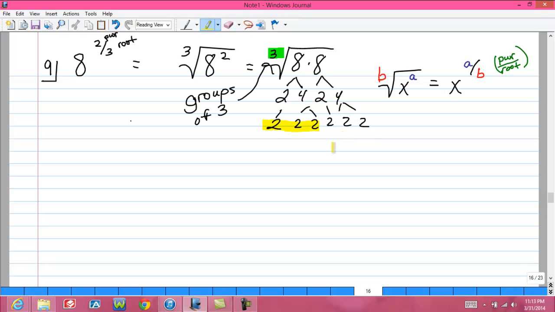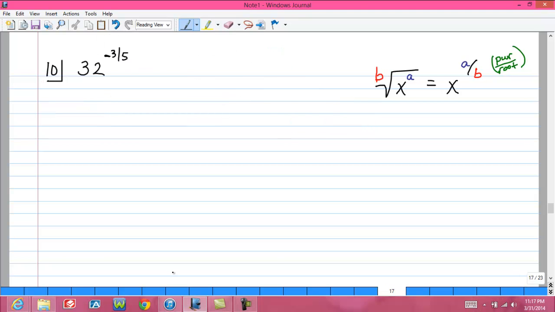There are 3 2's, so pull out a 2. There are 3 more 2's. Pull out another 2. And 2 times 2 is 4.